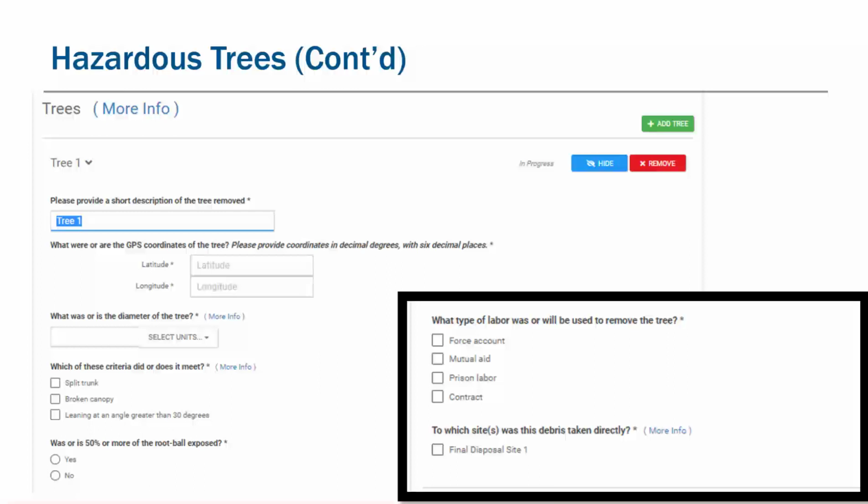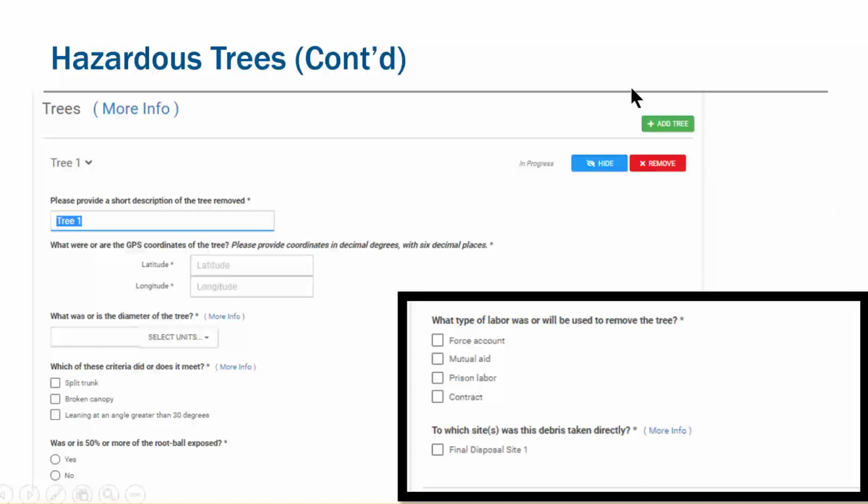Why you had to remove it, so split trunk or a broken canopy or leaning at greater than 30 degrees, and then was or is 50% or more of the root ball exposed, and then how did you remove that tree, and then where did it go, for every single hazardous tree. And again, the Streamline project application has not changed that eligibility requirement. If you normally collect your information in a spreadsheet and upload that, this just creates a way to input the information into the Streamline project application that will then kind of write the project for you.